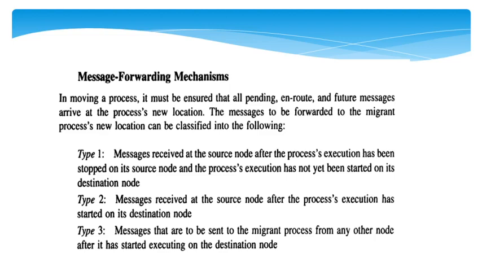So messages received at the source node after the process execution has been stopped, and if the process execution has not yet been started on its destination node. And the second one is messages received at the source node after the process execution has started on its destination node. Means they are received on the source node after the process execution, so they have to be sent again to its destination node.